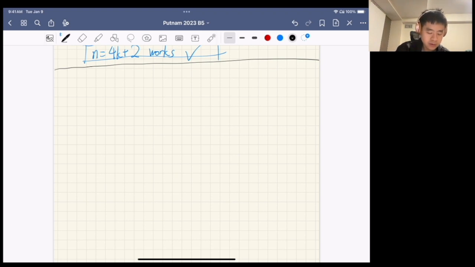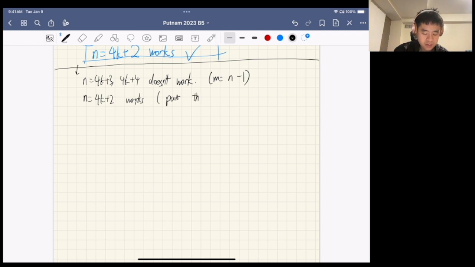Now, to recap, we have already shown that n equals 4k plus 3 and 4k plus 4 don't work. Using m equals n minus 1, n equals 4k plus 2 works, just pair the cycles. Now we are left with n equals 4k plus 1.